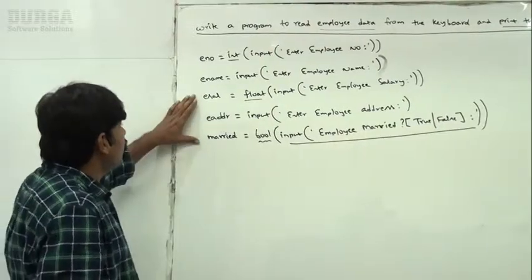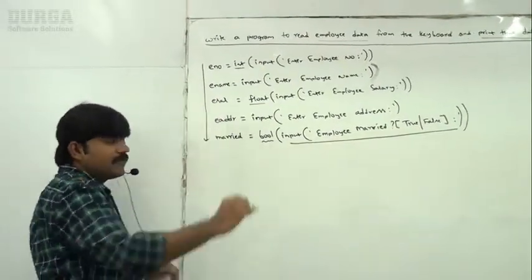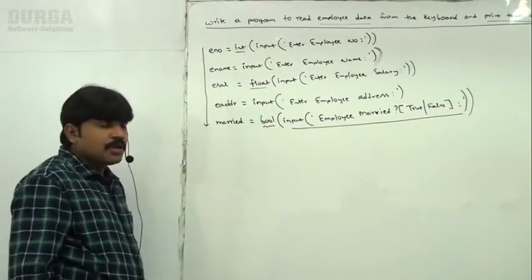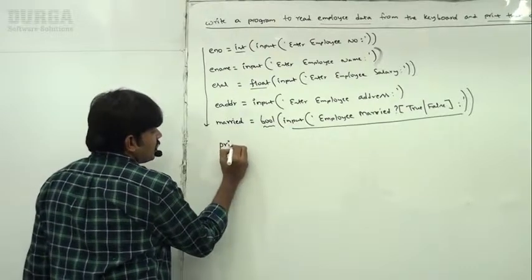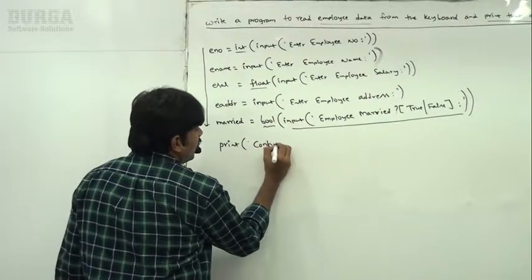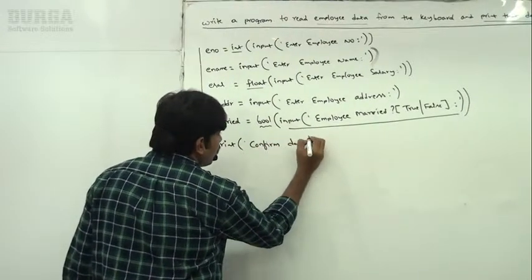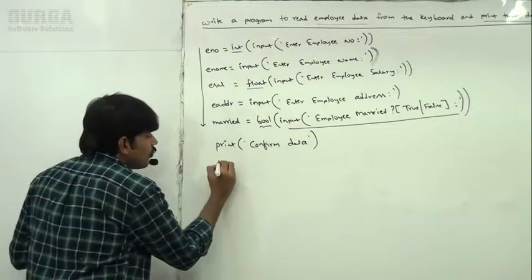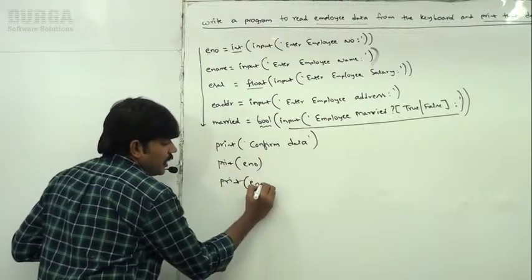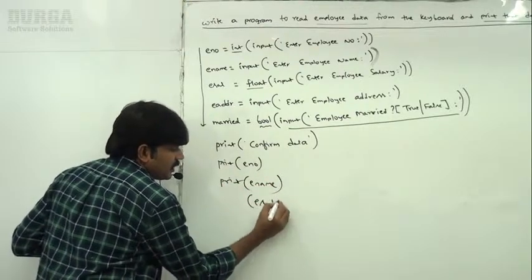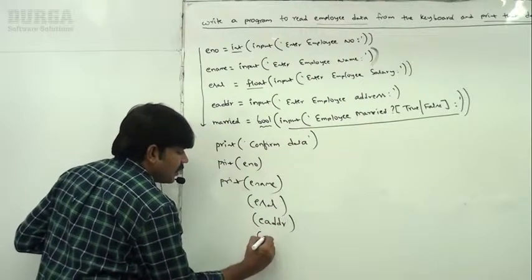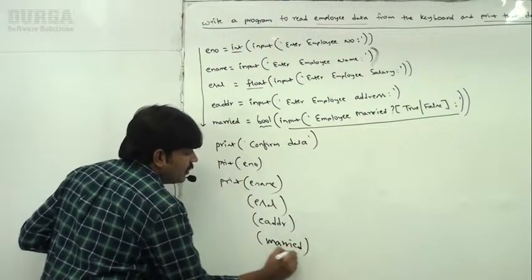Now 5 parameters we are reading from the end user: whether married or not, address, salary, ename, and then number. Now let me print this information for the confirmation sake. Confirm your provided data: I want to print employee number, employee name, esal, next address, next married or not.